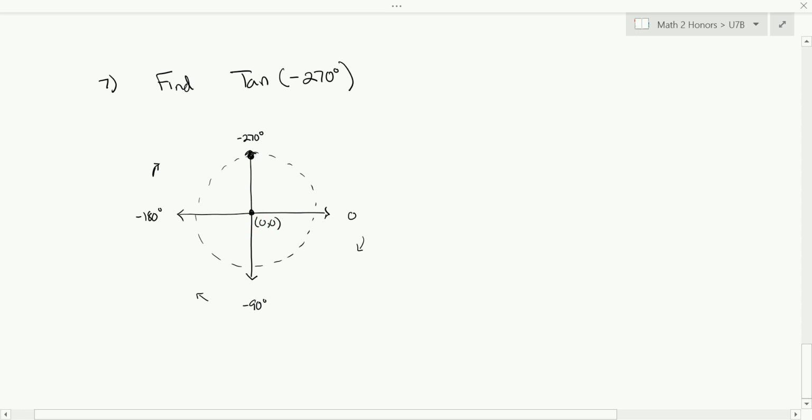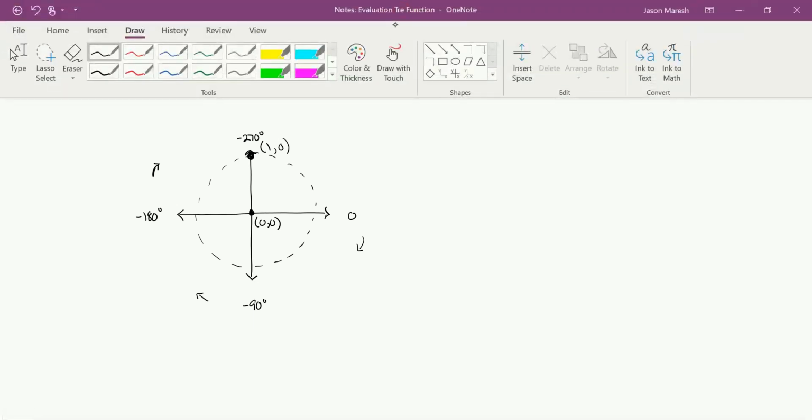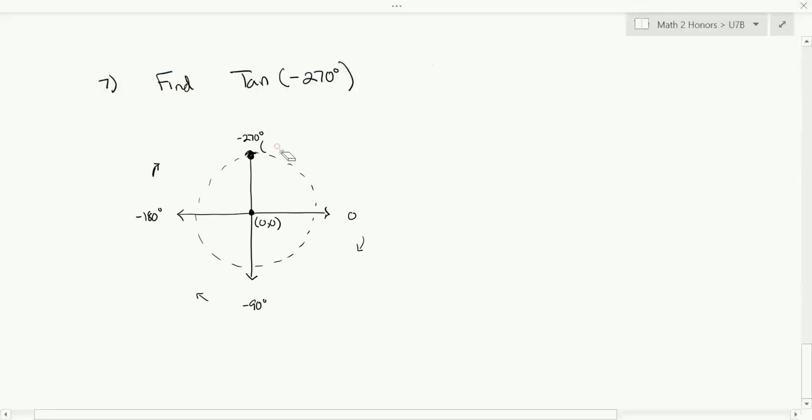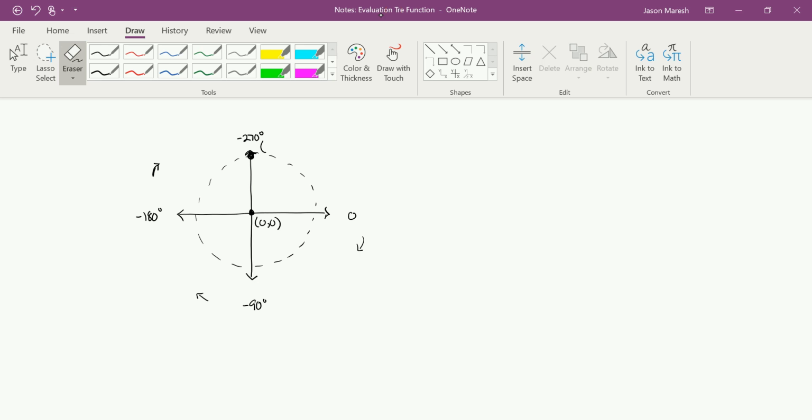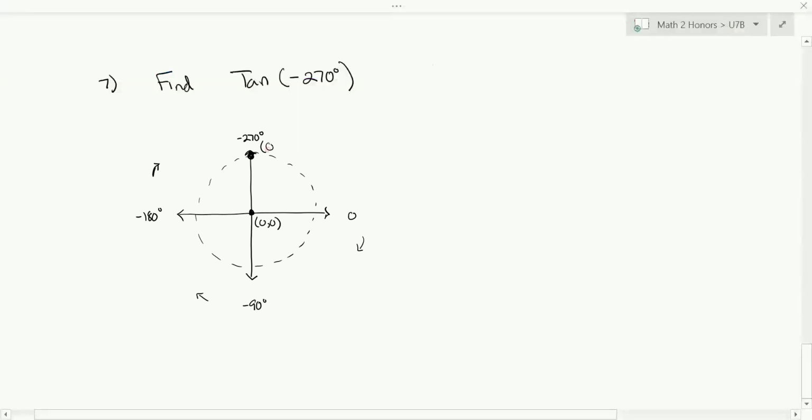So what's the coordinate at that point on the circle at negative 270 degrees? 1, 0, is that right? No, that's not right. Because your first value is your x value. That's how far left or right you go. We don't go left or right at all. So 0 and up 1, right? And so our x value is 0, our y value is 1.